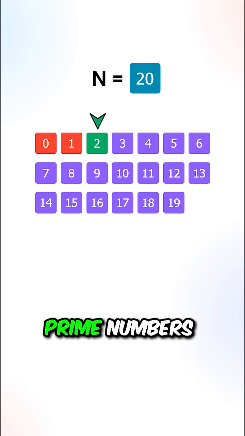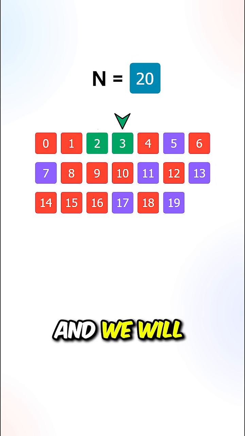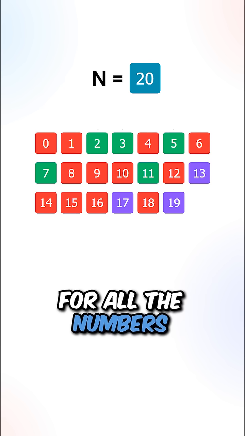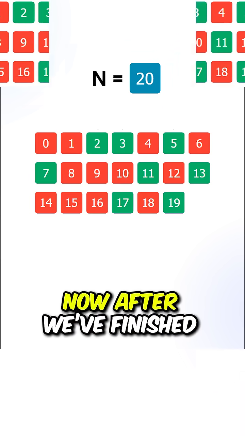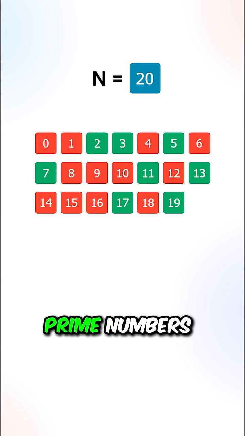Now for each of the prime numbers, we can go through all the multiples of the prime number and set them to false, and we will repeat the process for all the numbers. After we finish processing the array, we can iterate through it and count the number of prime numbers.